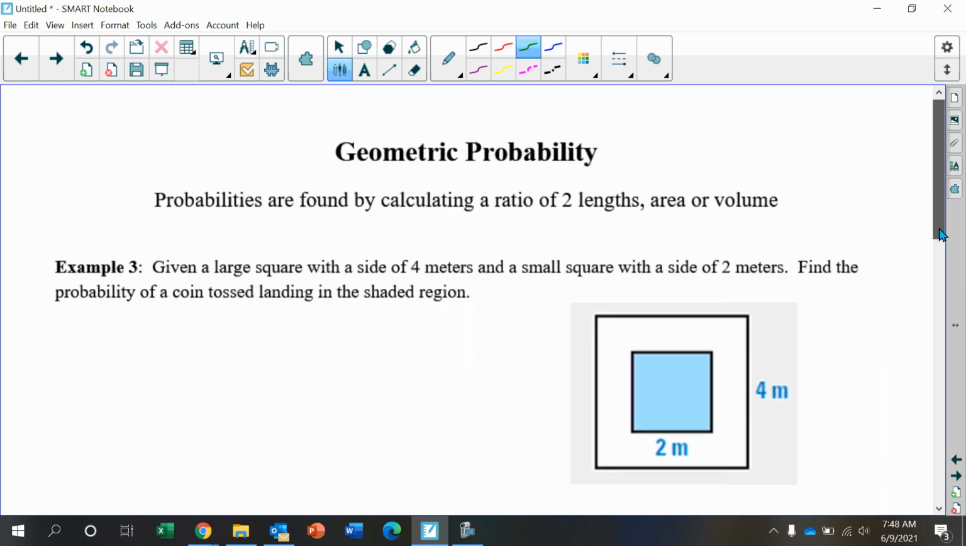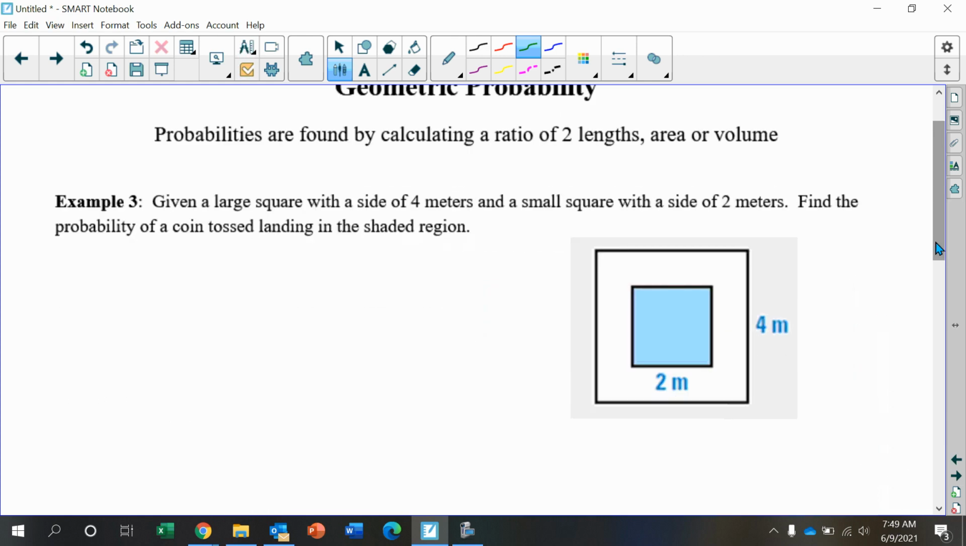And then on the back is geometric probability, okay? Not on your quiz tomorrow, but definitely on your final. Pretty easy though, okay? It says given the large square with a size of 4 meters, the small square has 2 meters on its side. So small is 2 meters, big is 4. Find the probability of a coin toss landing in the shaded region.